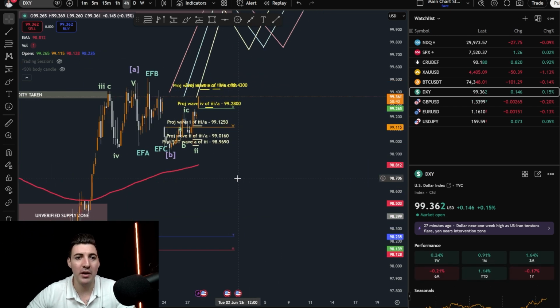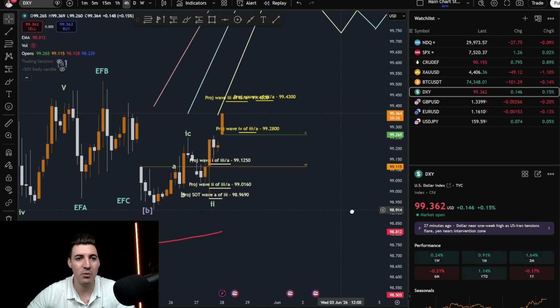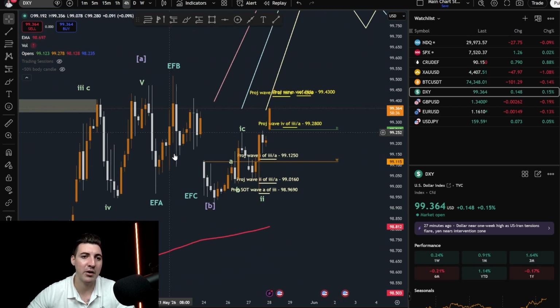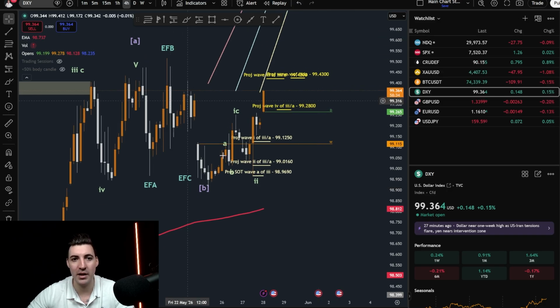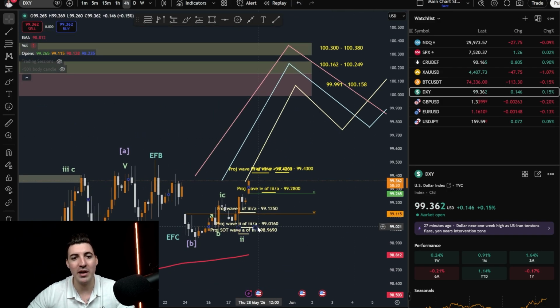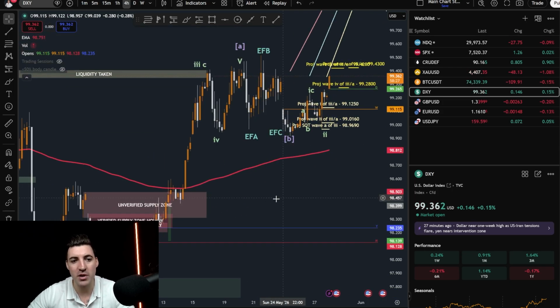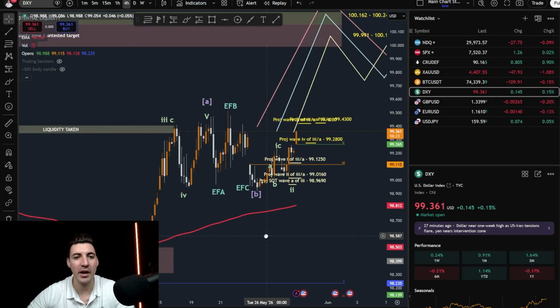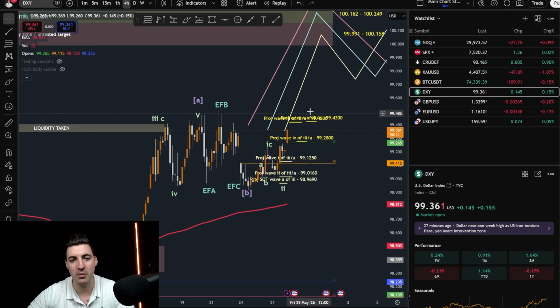Heading over to the DXY, so there's a lot of complex structure here. We do not need to go into it. I'm trying out a new trading strategy, hence these letters and numbers. But ultimately, what we're analyzing here is that the price is pushing into the upside. We are seeing a really nice, strong bullish trend into that upside, breaking numerous pieces of market structure.